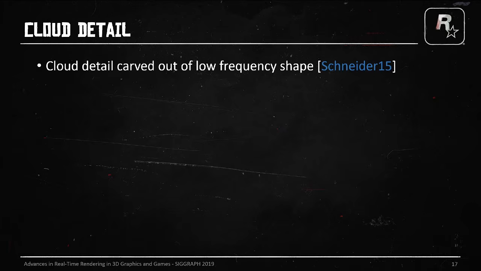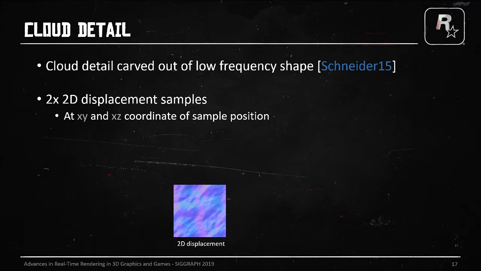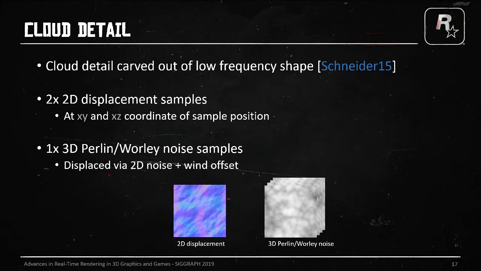That gives us a base shape for clouds. Now we still need to add some detail to that. And we are following a similar implementation to Schneider 15. And this works by carving out the cloud detail from the base shape using noise textures. And we displace the noise lookup with 2 displacement samples from a 2D texture. We do that at the X, Y, and XZ position of the sample position we're interested in. And use that offset then in conjunction with wind to sample a 3D Perlin-Worley noise volume.